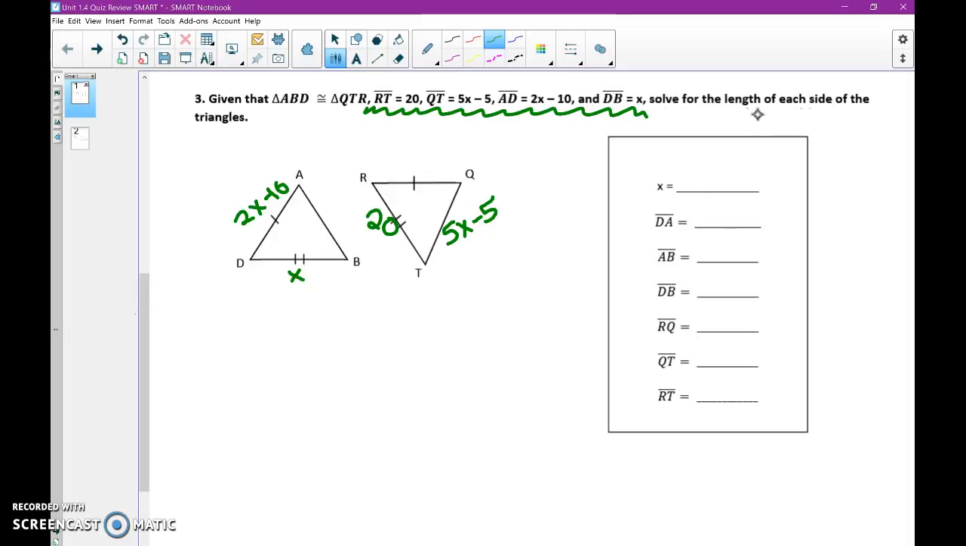Now I have to solve for the length of each side of the triangles. That means that every single one of these spots should be filled with numbers. Not a side, not an angle, not any of that stuff. I want a number to be filled in there. So I need to figure out how long each of those sides is.